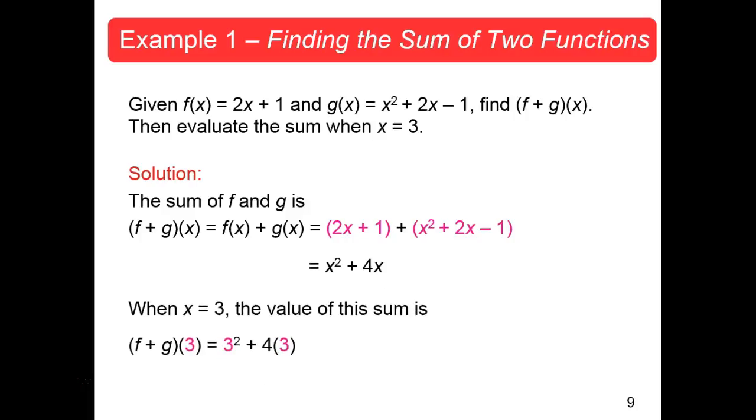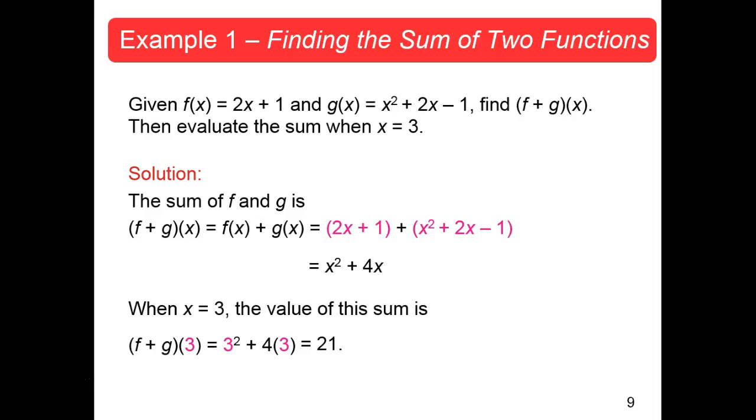Now the second part, when x is equal to 3, f plus g of 3 is 3 squared plus 4 times 3, plugging in, and that gives you 9 plus 12 is 21. Good deal. Any questions? Pretty straightforward, especially if you don't have to worry with domains. All right, they skip number 2, which is a difference function.